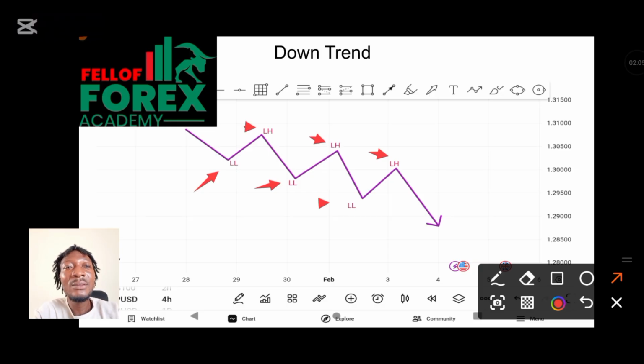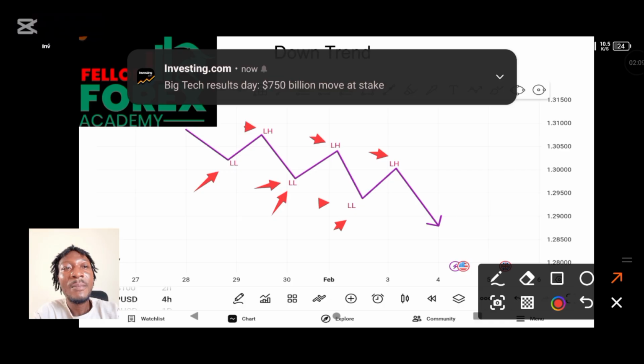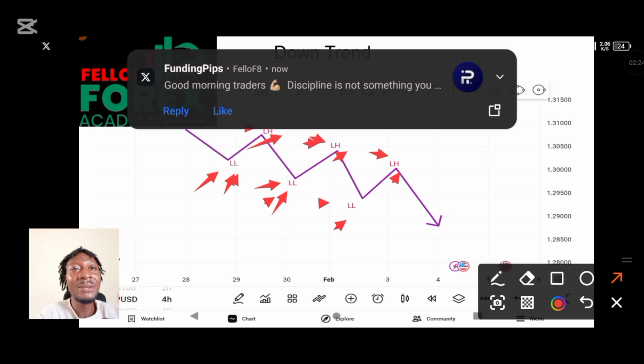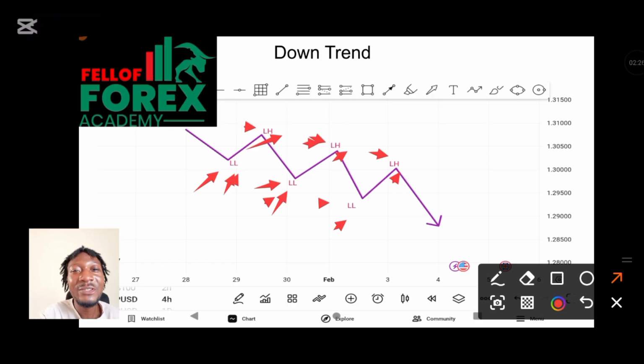And how do we get to know this? You realize this low is lower than this low, while this high is lower than this high. This low is lower than this low, while this high is lower than this high. That's why we say lower lows and lower highs. This is how simple the market moves. You don't complicate it. You don't try to add stuff to it. This is pure market structure. This is a downtrend, and that's how it moves.